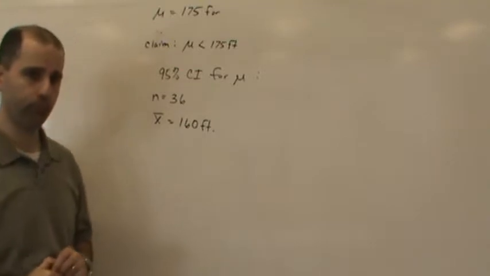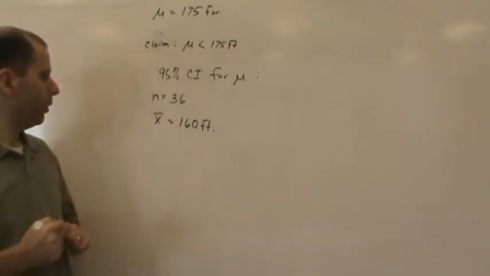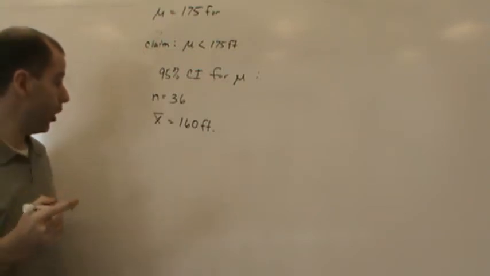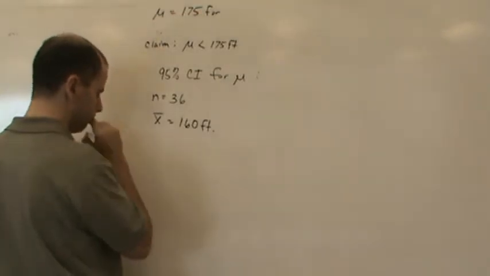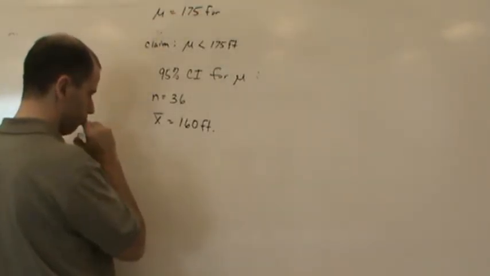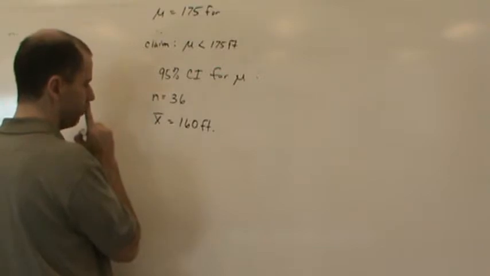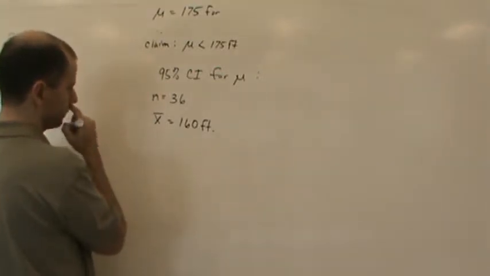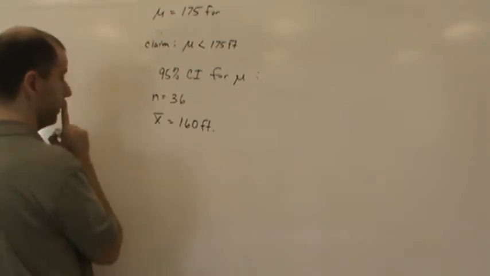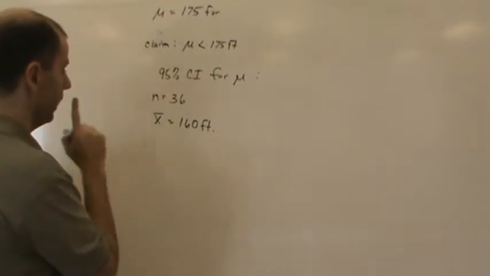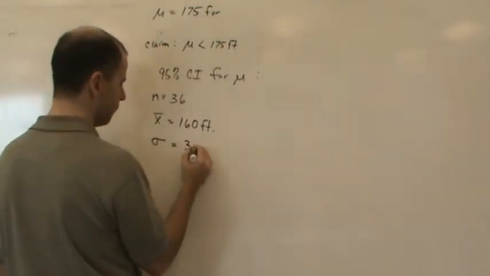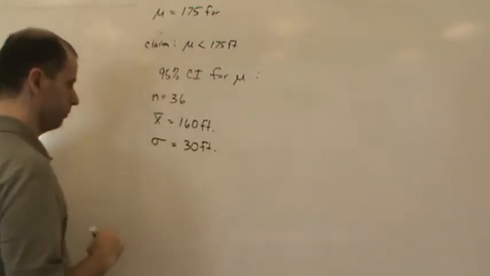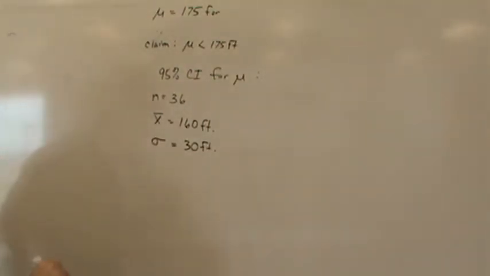Okay, now, what do we need? We need to know the standard deviation. Let's assume we know sigma for the time being. Let's say that sigma is equal to 30 feet. Okay? And so now with this information, let's construct our confidence interval.